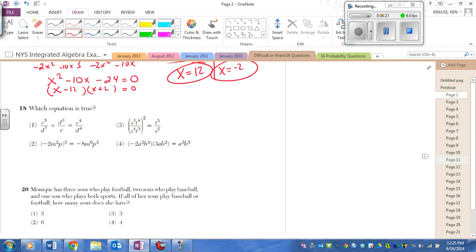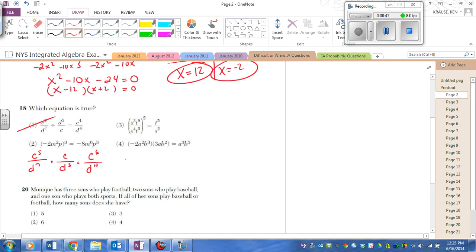Which is true. This is a tough question. Alright, so you're going to divide, which means we flip and multiply. So this first one is really c to the 5th over d to the 7th times c over d cubed. When you multiply, just multiply across, it'll be c to the 6th over d to the 10th. That's done.